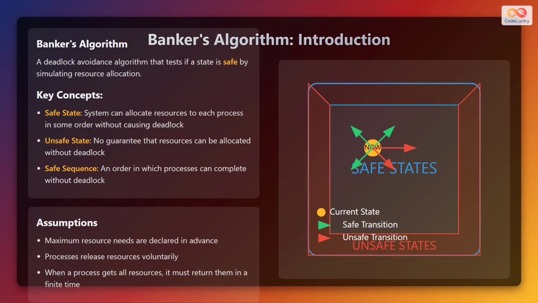The banker's algorithm operates under certain assumptions. Maximum resource needs are declared in advance, processes release resources voluntarily, and when a process gets all its resources, it must return them in a finite time. The diagram illustrates safe and unsafe states with a current state indicator and arrows showing possible transitions. Safe states are highlighted in blue, and unsafe states in red.